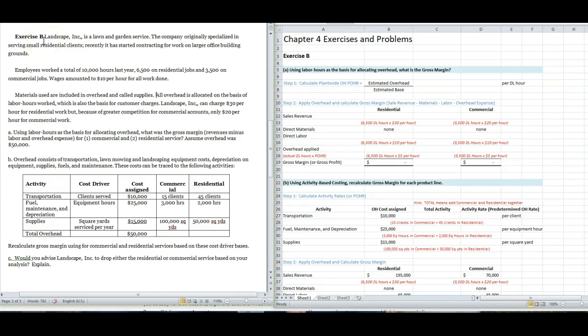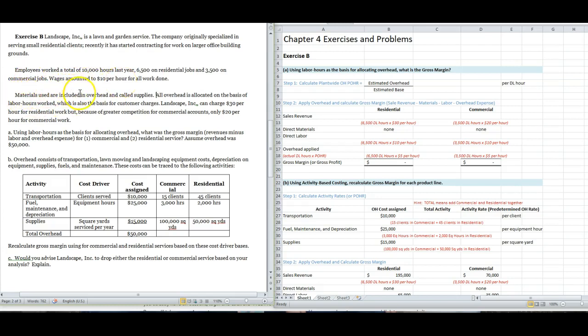We're going to look at exercise B here, which is a landscape company. They have two types of clients. They have residential and commercial, and they're trying to figure out the profitability of both of those product lines. Each employee, it says, worked a total of 10,000 hours last year. We see the amounts for residential and for commercial, and they paid $10 per hour.